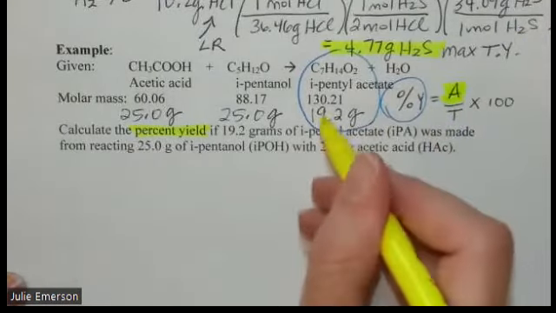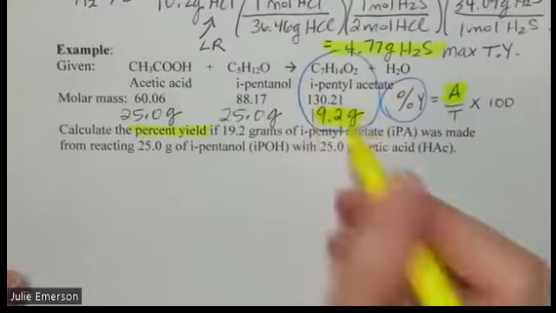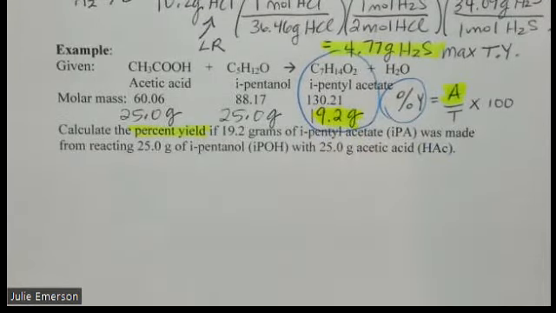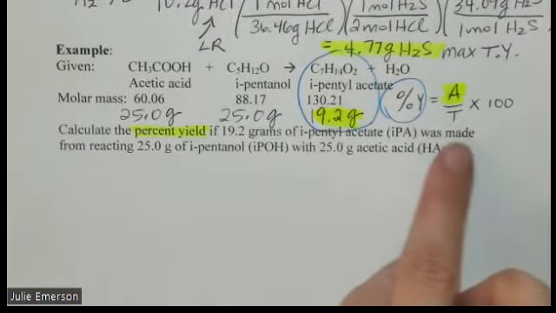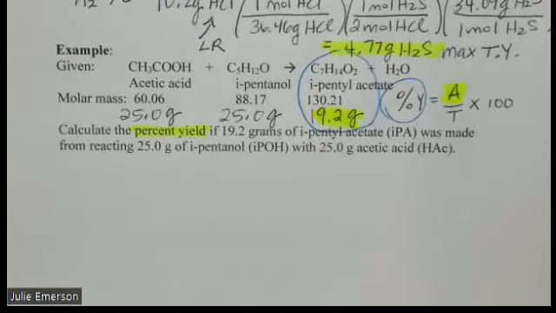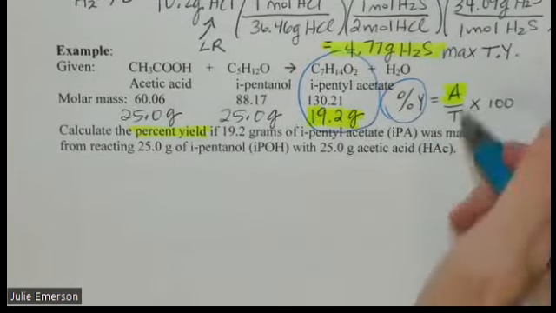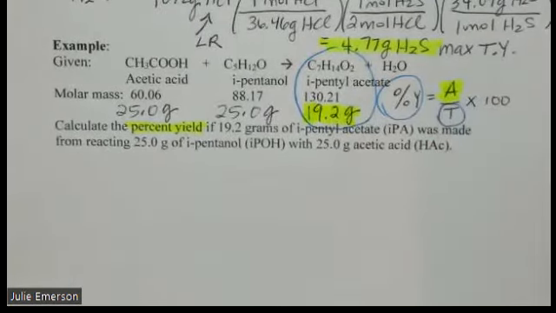All right, actual yield, that has to be this 19.2 grams because that's what was given. So I've got this 19.2 grams of I-pentyl acetate. That's how much was actually made, and I can get that from the question. That was how much IPA was actually made. Now my job is going to be to figure out, well, how much of that should have been made, right?